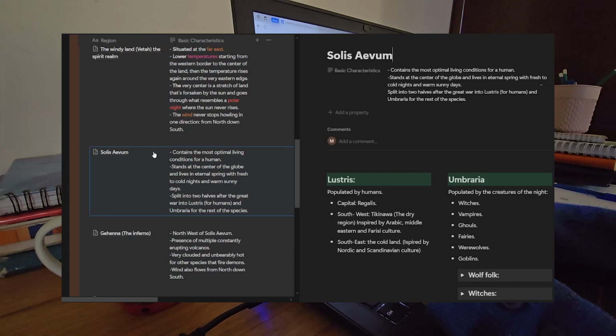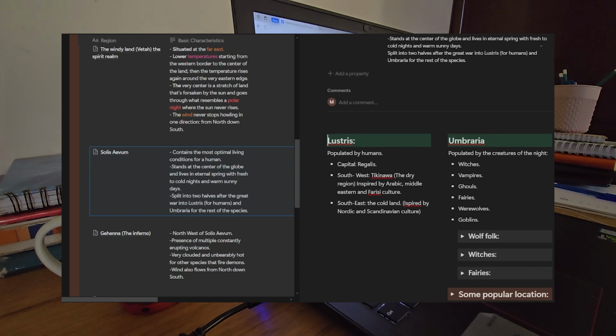Now, the relevant species in the story are, of course, humans, vampires, witches, fairies, and wolf folk. These are the ones that will directly interact and impact the direction of the story. We'll see more of this in the timeline part.